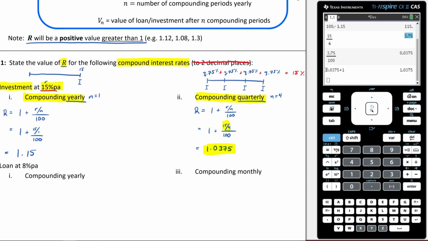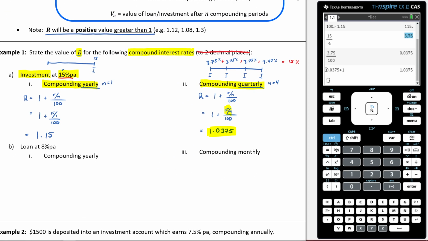We still haven't answered the question of what's going to earn us more money, have we? Is it going to be 1.15 or 1.0375? Is it going to be when I'm compounding yearly or quarterly? What's it going to be? Well, let's just take a break here for a second. Let me catch my breath, and we're going to talk about it.